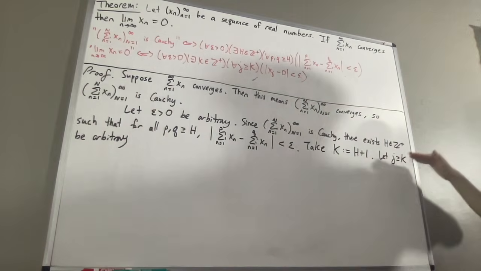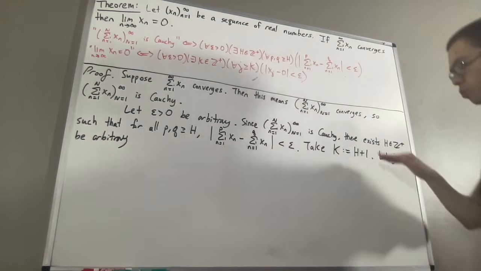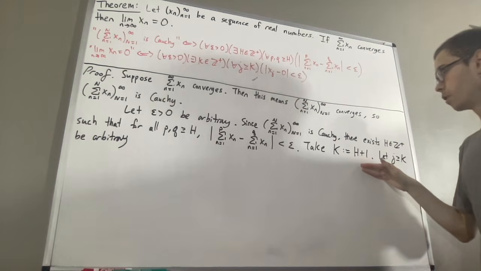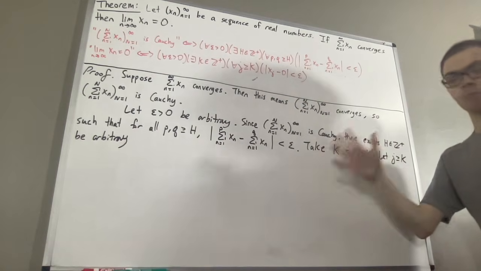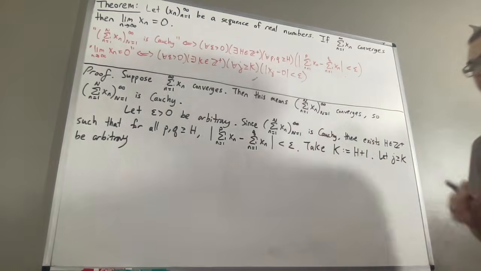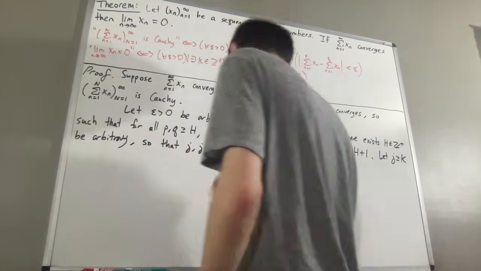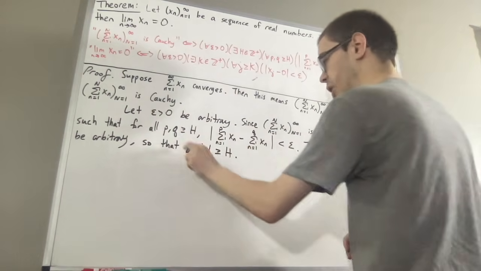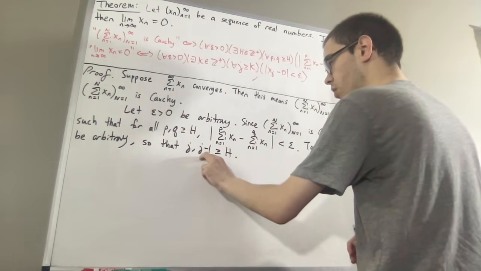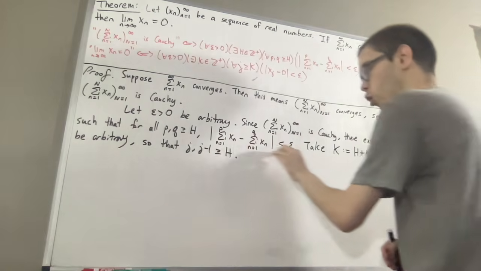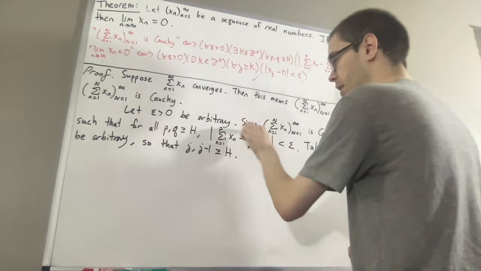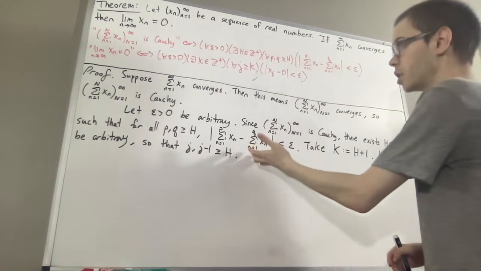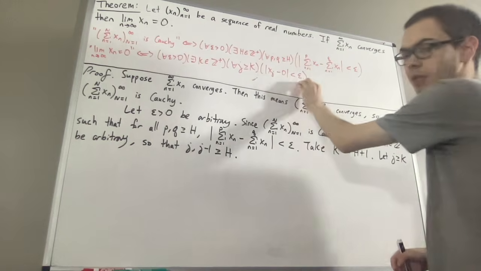Now, since j is greater than or equal to k, we have j greater than or equal to h plus 1. Therefore, we have j and j minus 1, both greater than or equal to h. So what that means is, we can go to this statement and take p to be j, take q to be j minus 1. So then we have that this inequality is true, where p and q are replaced with j and j minus 1. And so that's going to be used to show the absolute value of xj minus 0 is less than epsilon.